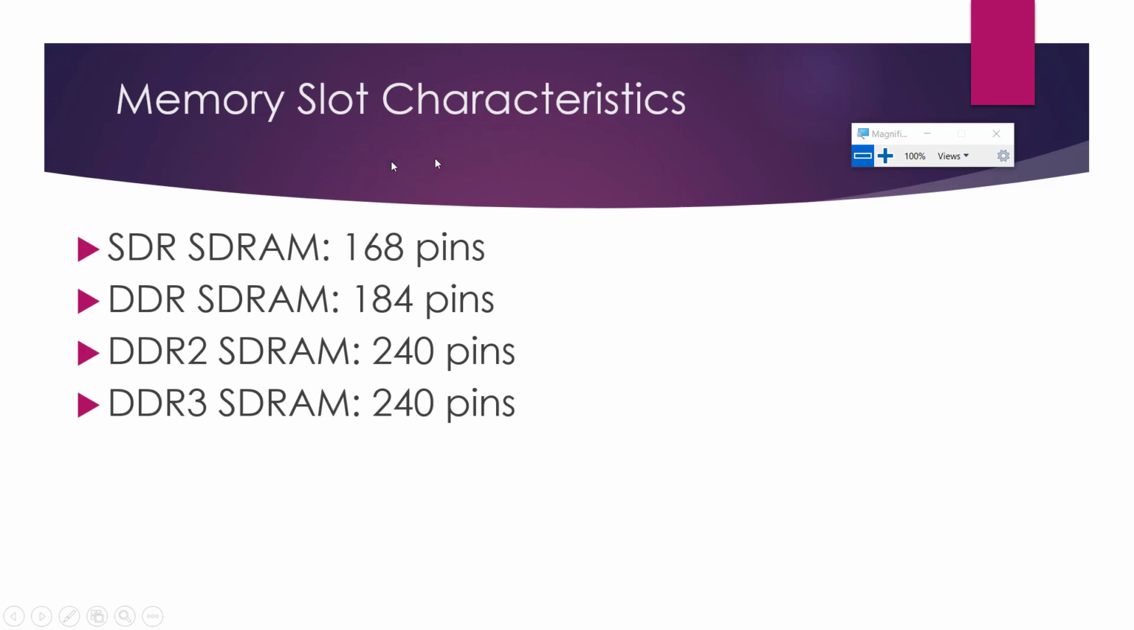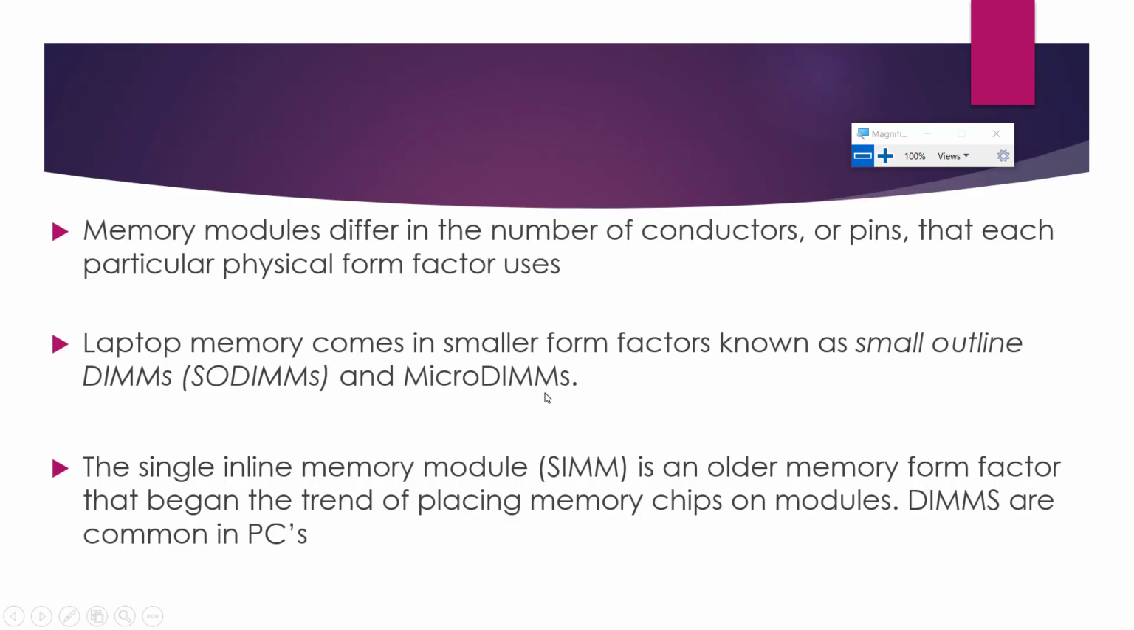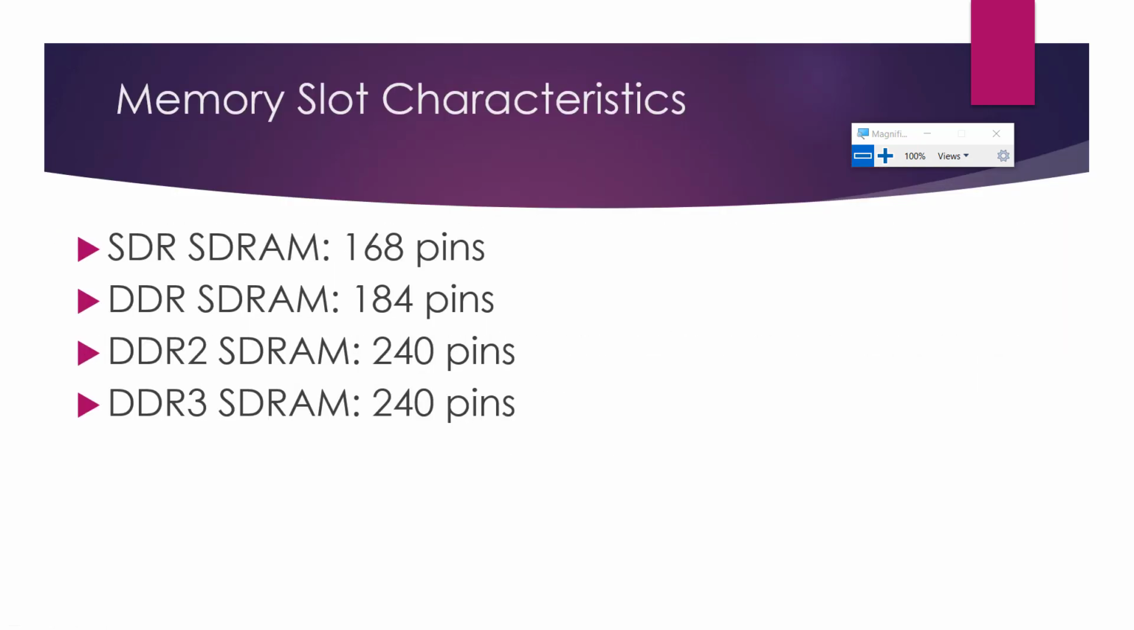So then there are memory slot characteristics here, SDR, and then we're going to talk about what this is. But SDR, SDRAM, 168 pins, 184 pins, it starts from that. In the previous diagram we talked about this, that it is 168 pins and this is the shape, but within this shape now come more pins, 240 pins for DDR2 SDRAM and DDR3 SDRAM. So this is what we are using normally now, DDR3 or DDR2.